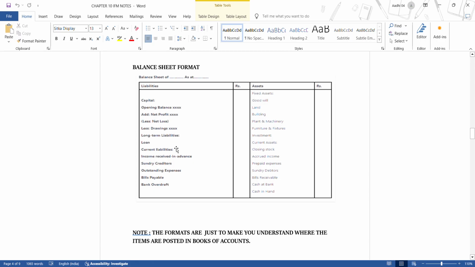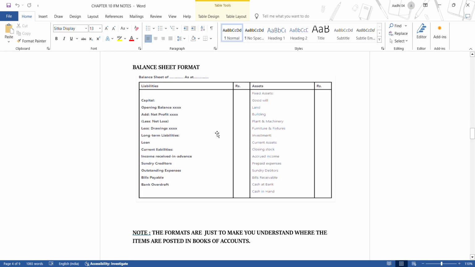Now moving to long-term liabilities, there is loan. Loan can be classified into two, secured loan and unsecured loan, so be careful when it is given in the question. For example, debt is considered for finding the debt equity ratio, which is total debt by total equity. Total debt means secured loans plus unsecured loans, known as loan. Now current liabilities: income received in advance, sundry creditors, outstanding expenses, bills payable, bank overdraft.